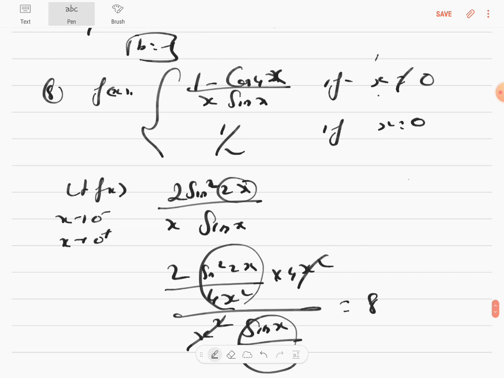Half. 8 is equal to half. What nonsense. No, that's 1 minus cos kx again. It is 1 minus cos kx. It's 2 sin square kx by 2. I'll do the sum again.